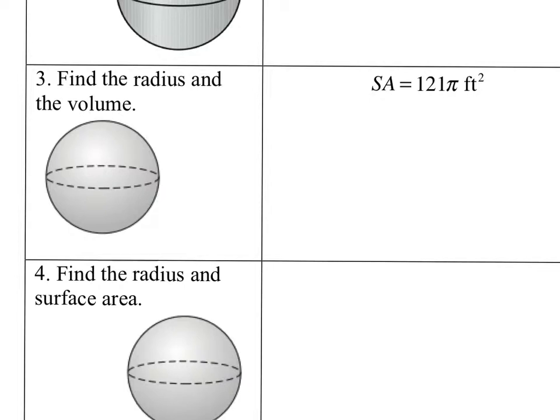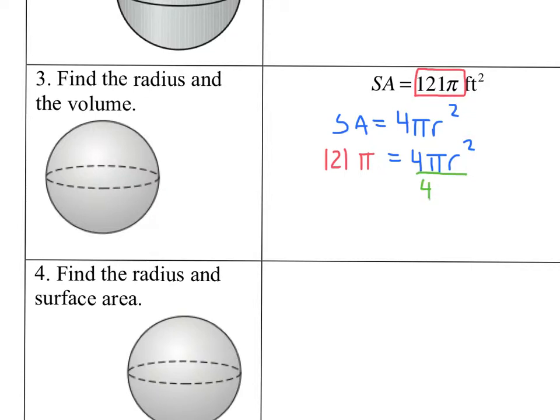So I'm going to start with the formula just to be in the habit, 4 pi r squared. Now I'm going to substitute the 121 pi, and don't forget that pi. The pi is not a unit, the pi is a number. All that equals 4 pi r squared. Now I have to clean up the right side. To get r by itself, the first step I do is to divide by 4 pi. Notice that the pi is reduced to 1. Pi divided by pi is 1. So all I need to do is calculate 121 divided by 4.